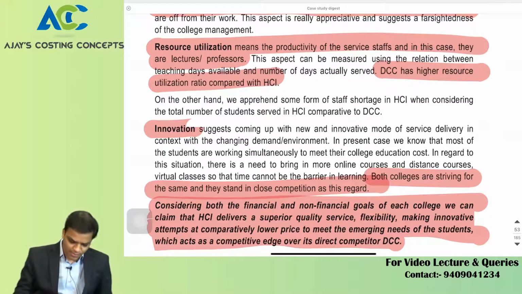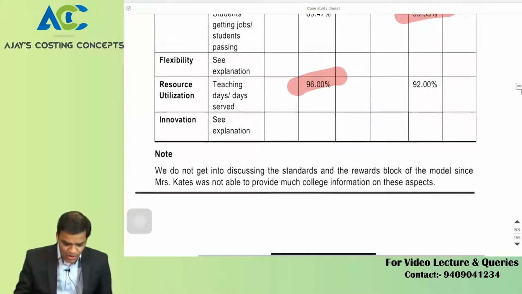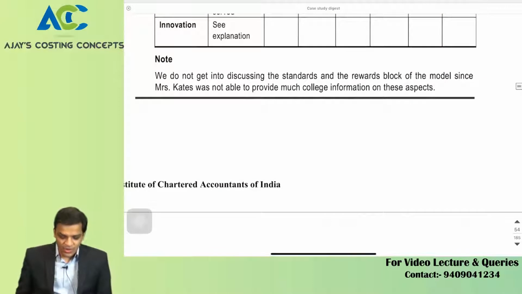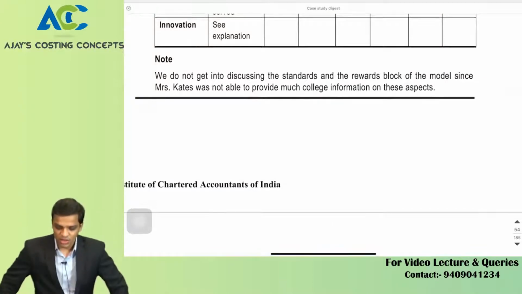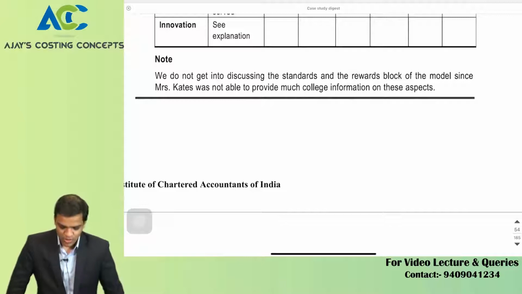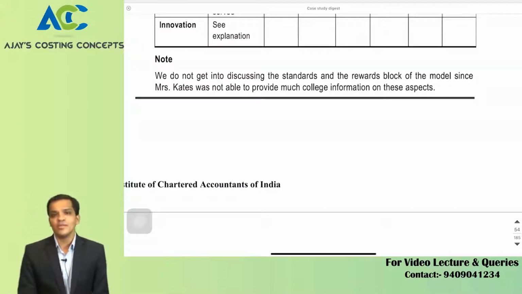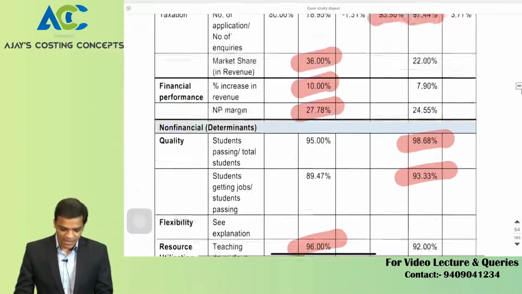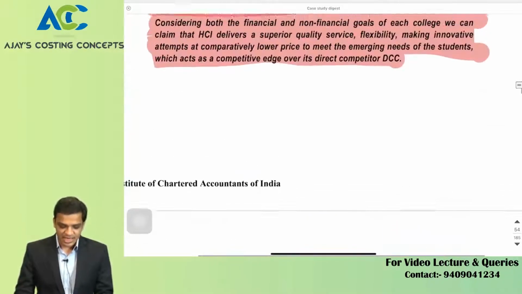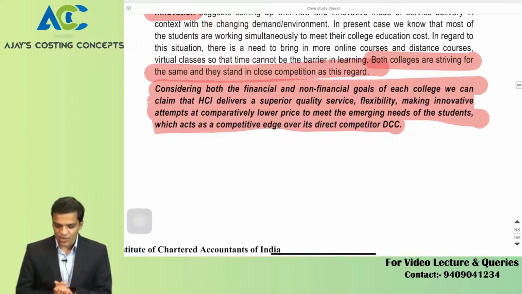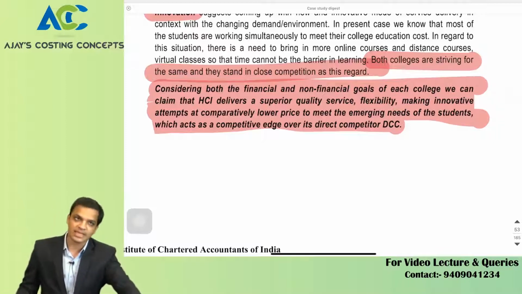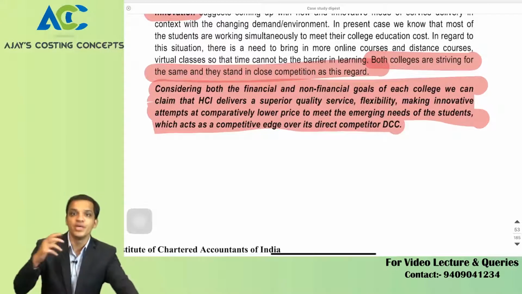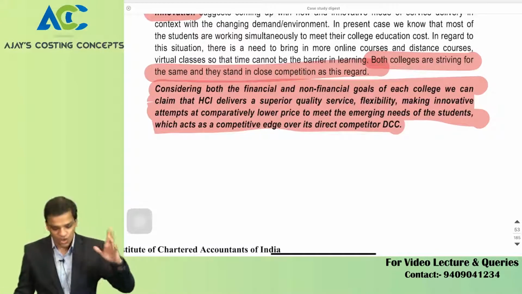Now, further a note is given. What the note says is that we do not get into discussion of standards in the rewards block of the model, since Mr. Katz is not able to provide more college information. But on the basis of whatever information is available, it can definitely be seen that HCI is better. Considering both financial and non-financial goals of each college, we can claim that HCI delivers superior quality and flexibility, making innovation attempts at comparatively lower prices. That is how we shall also suggest Dude to select his college.